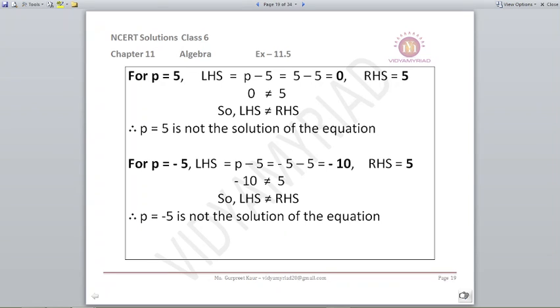When p is 5, 5 minus 5 is 0 and 0 is not equal to 5. So left hand side is not equal to right hand side. So we say p is equal to 5 is not the solution of the equation. And lastly, when p is minus 5, minus 5 minus 5 is minus 10, and the right hand side is 5. Minus 10 is not equal to 5. So which means p is equal to minus 5 is not the solution of the equation.